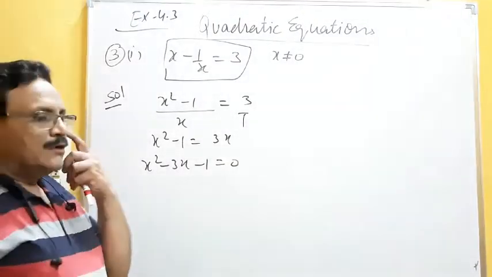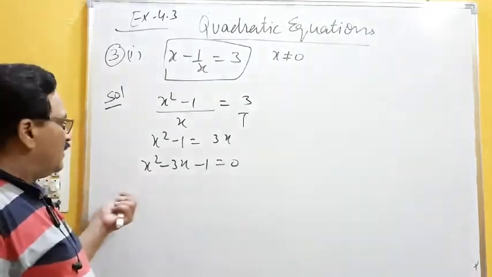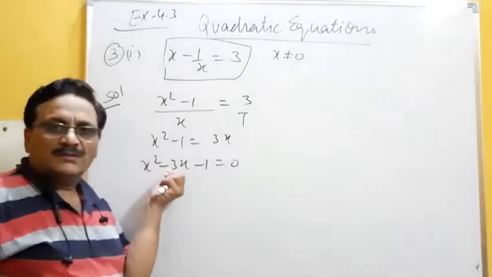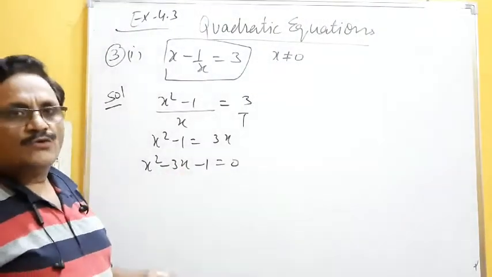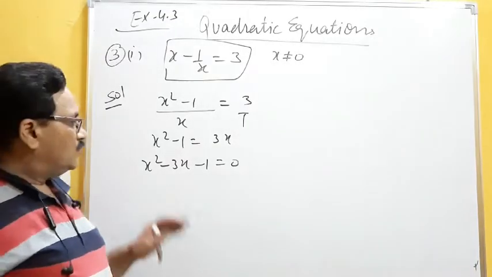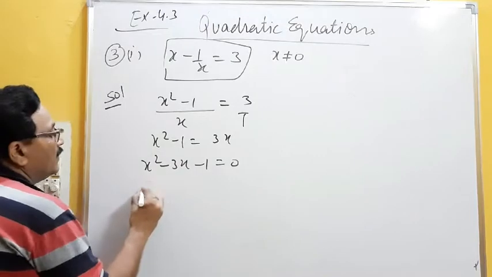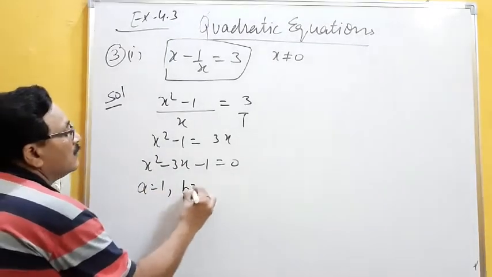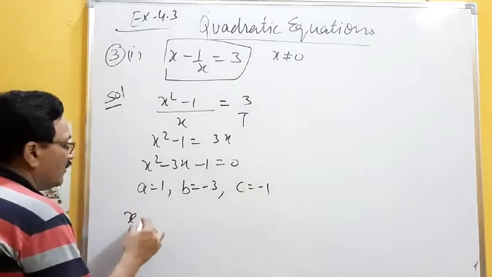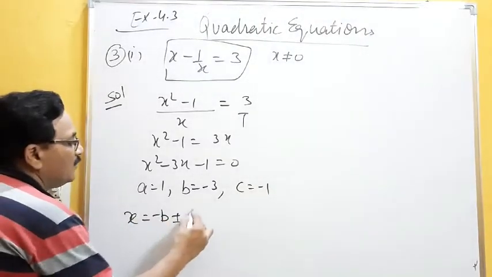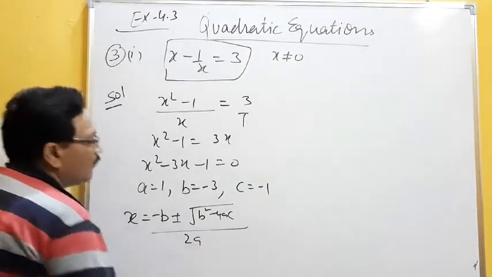Now don't waste time calculating by splitting the term and completing the square. My suggestion, always use the quadratic formula. If small numbers are given, or you think how you can split this 1 into 3, it's not so easy. It can, but it will come as an under root, so it will take time. So best use the quadratic formula. Now what is the quadratic formula? Here your a equal to 1, b equal to minus 3 and c equal to minus 1. And the quadratic formula is minus b plus minus root of b square minus 4ac upon 2a.